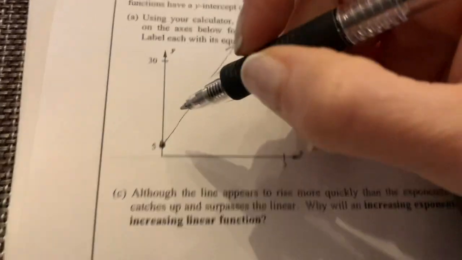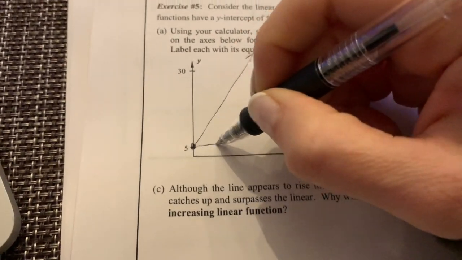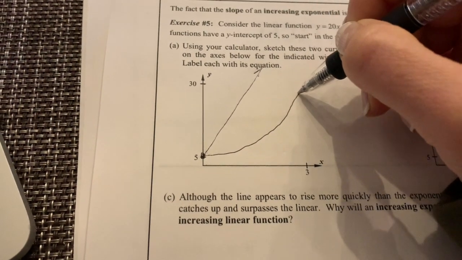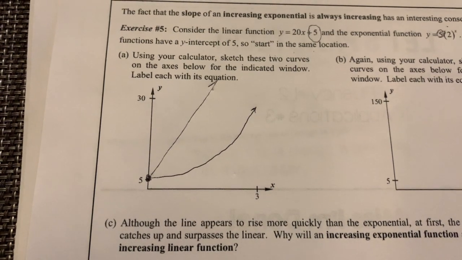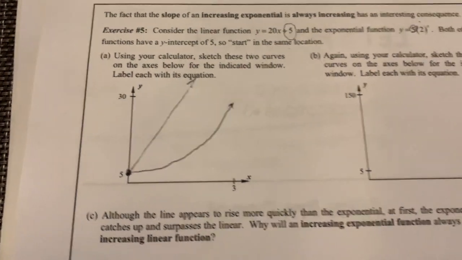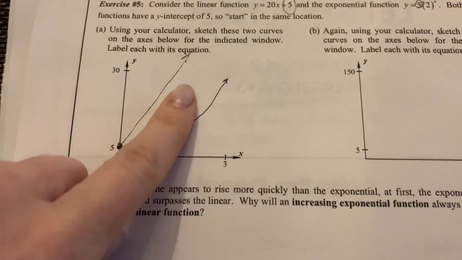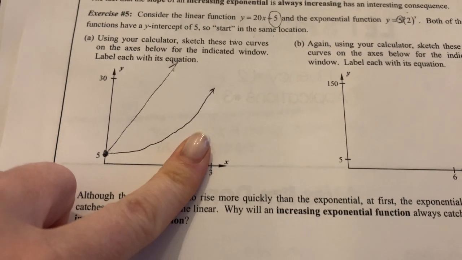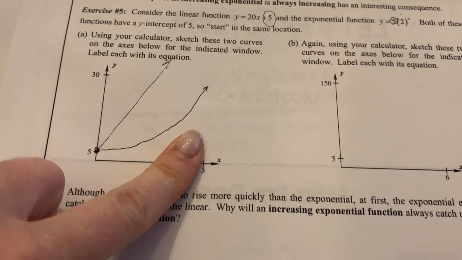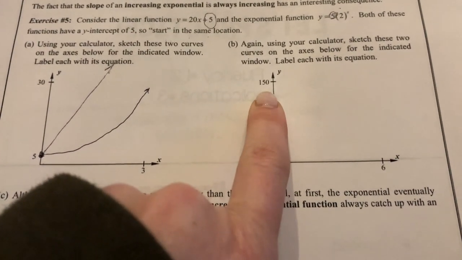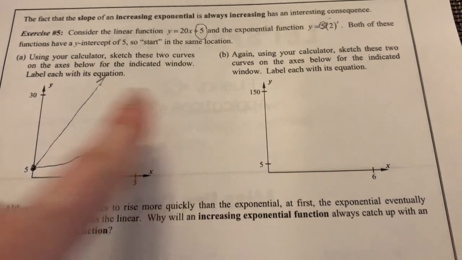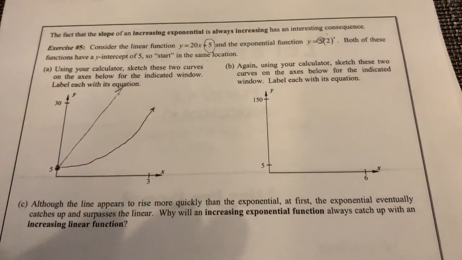So what does it appear like from this window? Something like that. Sorry that my lines are so terrible today. Something like that. Now the idea is that this is not how it's going to stay. The exponential function increases so fast that when we increase our window and make it go all the way up to 150, we can see what actually happens as y gets larger.